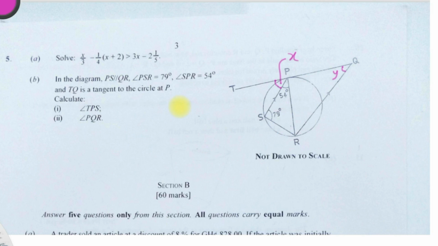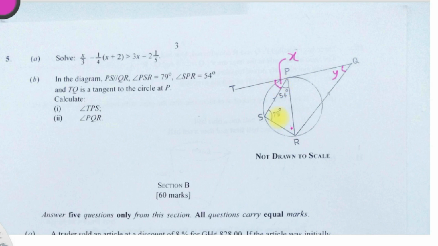The angle between this tangent and this chord, which we have denoted by X, is equal to the angle in the triangle formed by the same chord. That is triangle PSR. In this triangle, the angle opposite to this segment is this angle. So if we are able to get this angle, we have it.